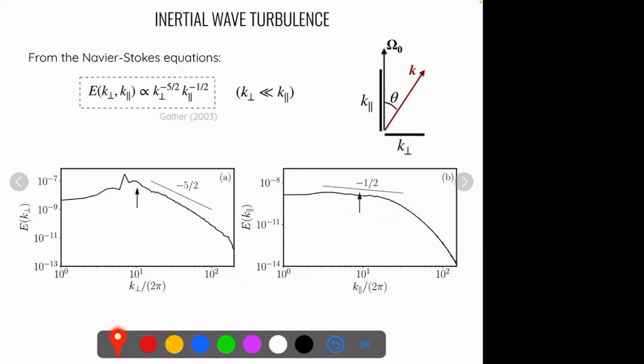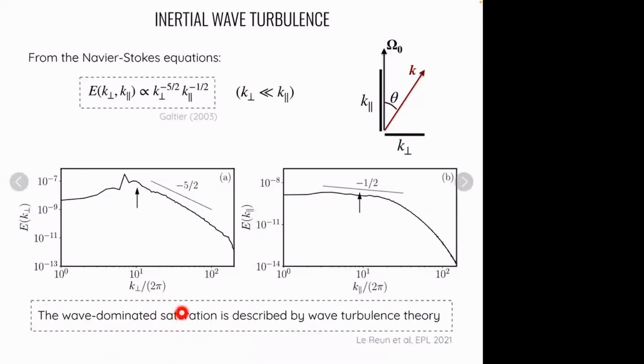But still, what we conclude from that is that the wave-dominated regime of tidally driven turbulence is described by wave turbulence theory. So really a swarm of waves that are in nonlinear resonant interaction with one another.